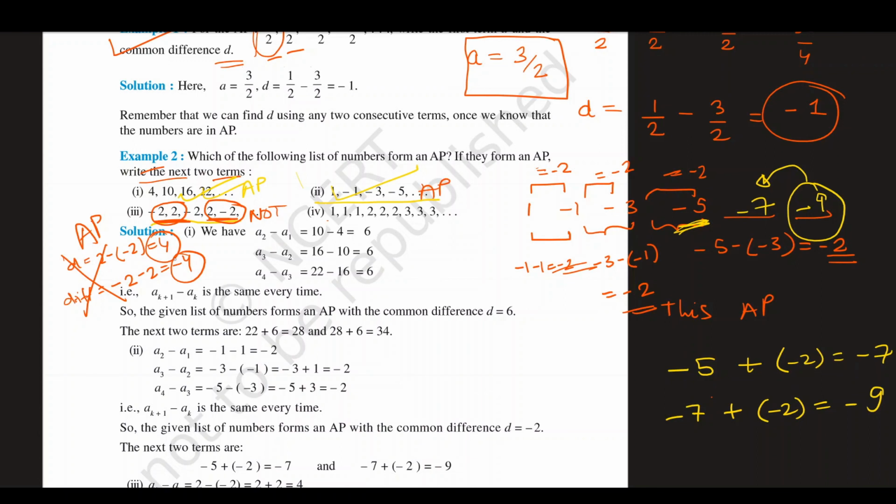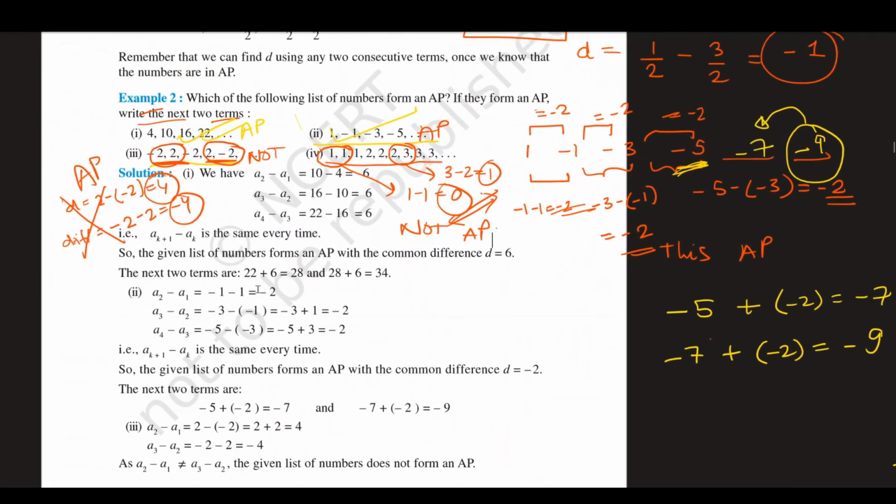Then the fourth part is 1, 1, 1, 2, 2. This is easy also. Look at this difference: 1 minus 1 is equal to 0. And look at this difference: 2 minus 1 is equal to 1. As these two differences are not the same, it is not an AP. So we have done all these parts.